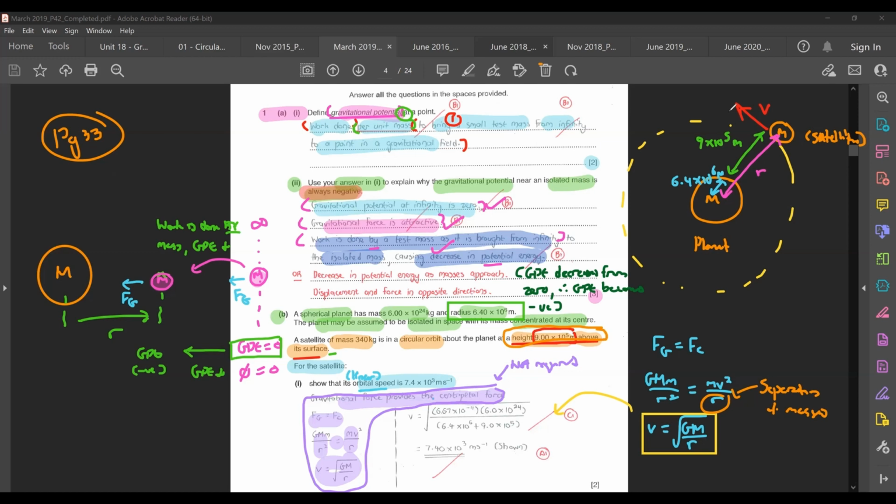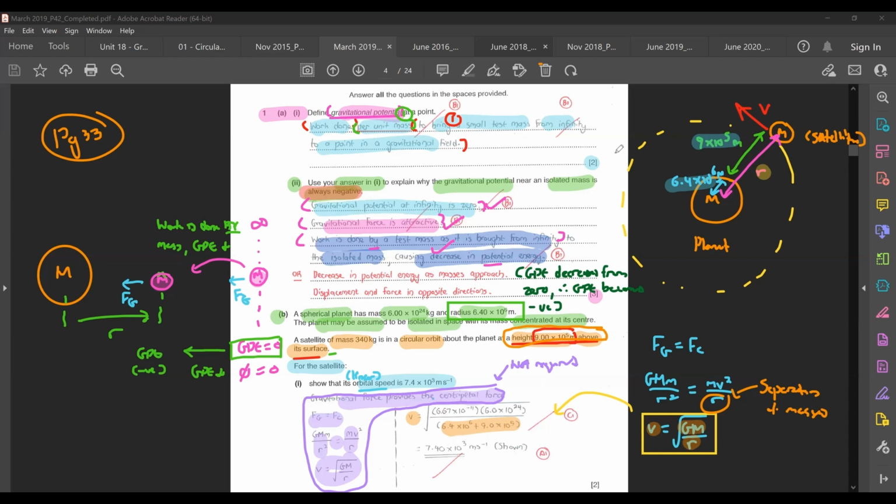You need to add this and this to get your R. That's why here when you look at the equation, v is the square root of GM over R, when you sum in the values, the R here is actually 6.4 times 10 power 6 plus 9 times 10 power 5, because you're supposed to get the separation between the masses.